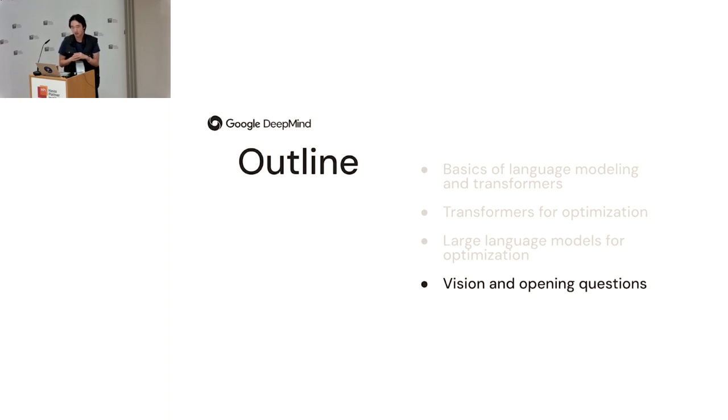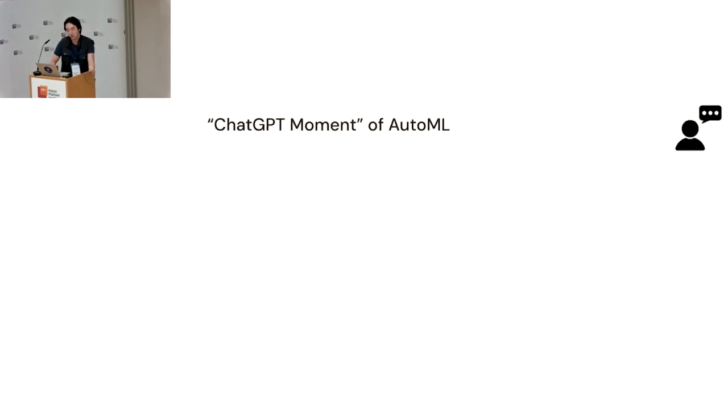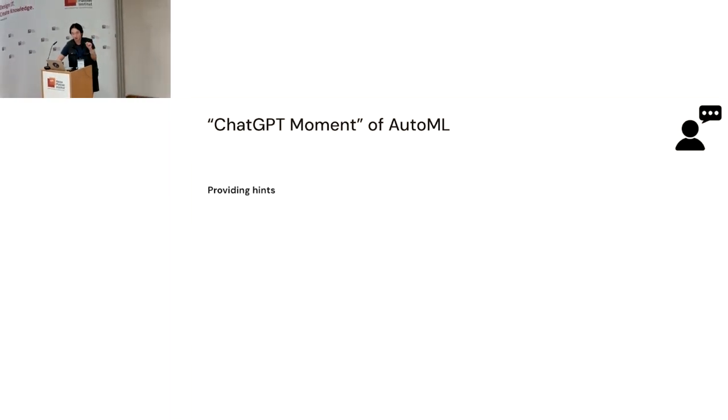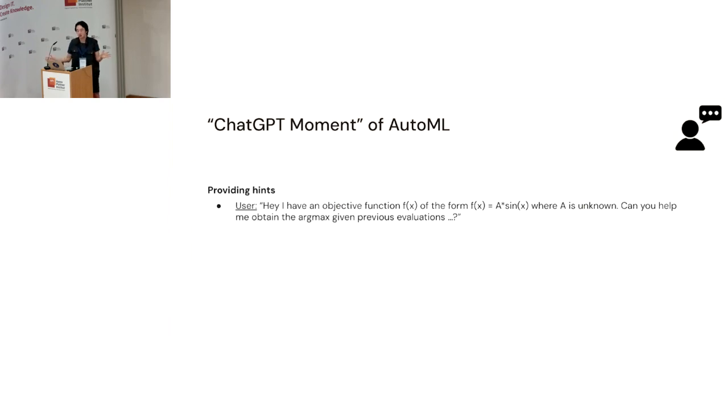I do also want to talk about the vision, like the sky-high vision, right? I don't know if this is currently practically possible or how exactly the roadmap will be, but we can always hope and have visions about this. So one thing we might all want to see is perhaps a ChatGPT moment of AutoML. In the case of optimization, the user can provide a hint. Let's say I have an objective function, and it's basically a sine function, but with an unknown constant, right? That already gives you a gigantic prior on what the objective function is.